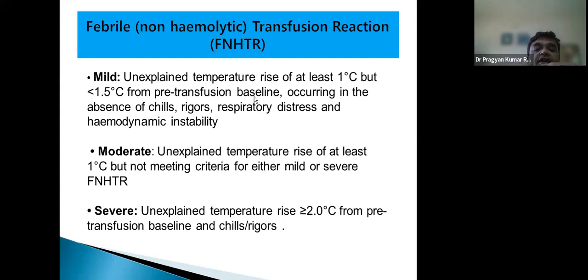Mild is where there is an unexplained temperature rise of at least 1 degree centigrade but less than 1.5 degrees centigrade from the pre-transfusion baseline, occurring in the absence of chills, rigors, respiratory distress, and hemodynamic instability. Moderate is an unexplained temperature rise of at least 1 degree centigrade but not meeting criteria for either mild or severe. Severe is an unexplained temperature rise of more than 2 degrees from the pre-transfusion baseline, with chills. So depending on the rise of temperature, we call it mild, moderate, or severe.